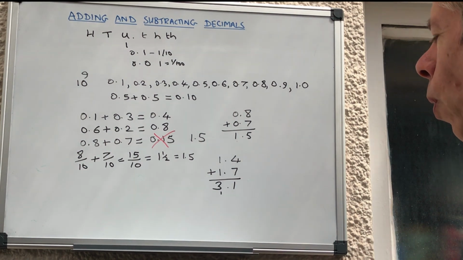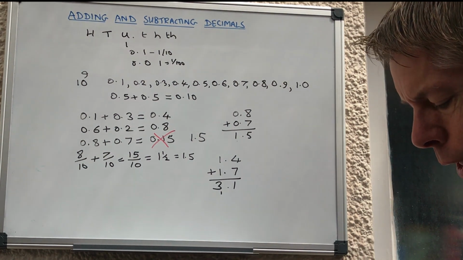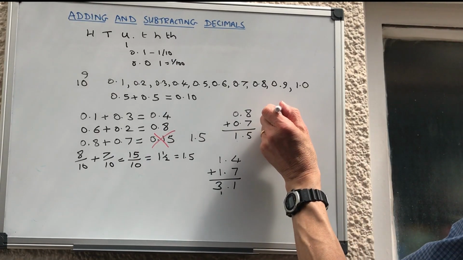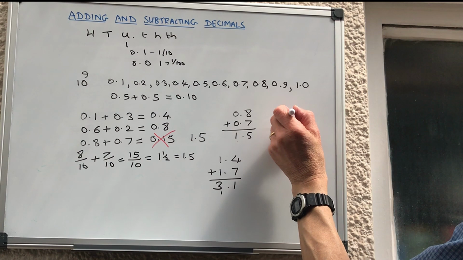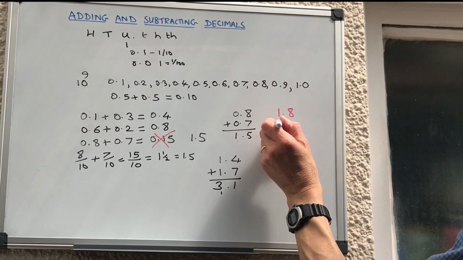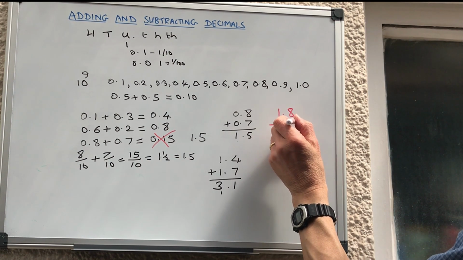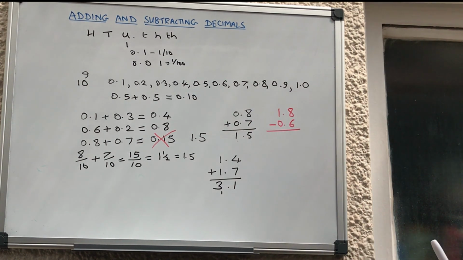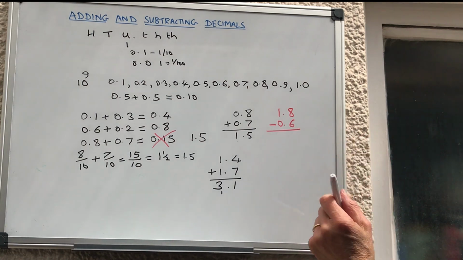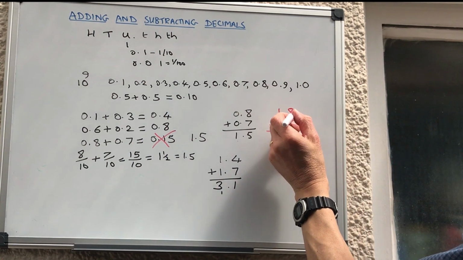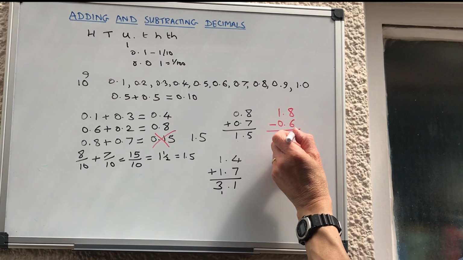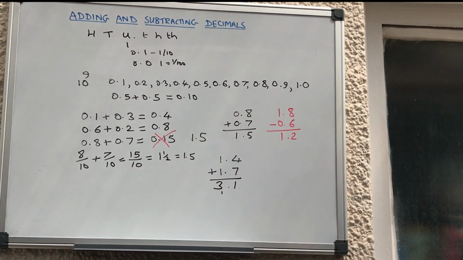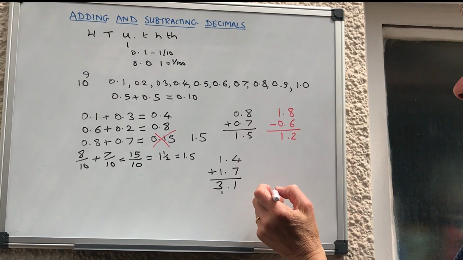Okay, so in a similar way, if you are subtracting decimals, if you had 1.8 take away 0.6, you could think of it as 18 take away 6, and the answer would be 12, so 1.2, or we're just going to do it in the column subtraction way. So 8 take away 6 is 2, 1 take away 0 is 1, so your answer is 1.2. So get a bit more tricky.